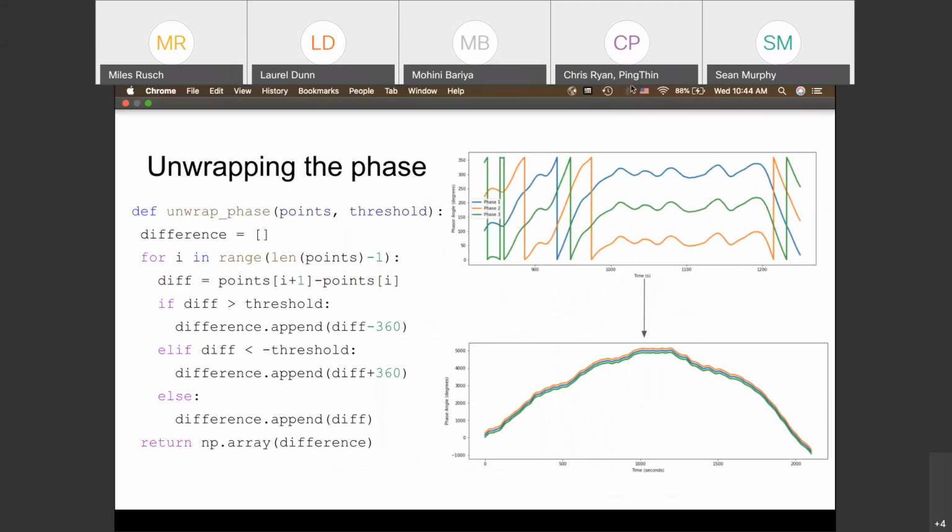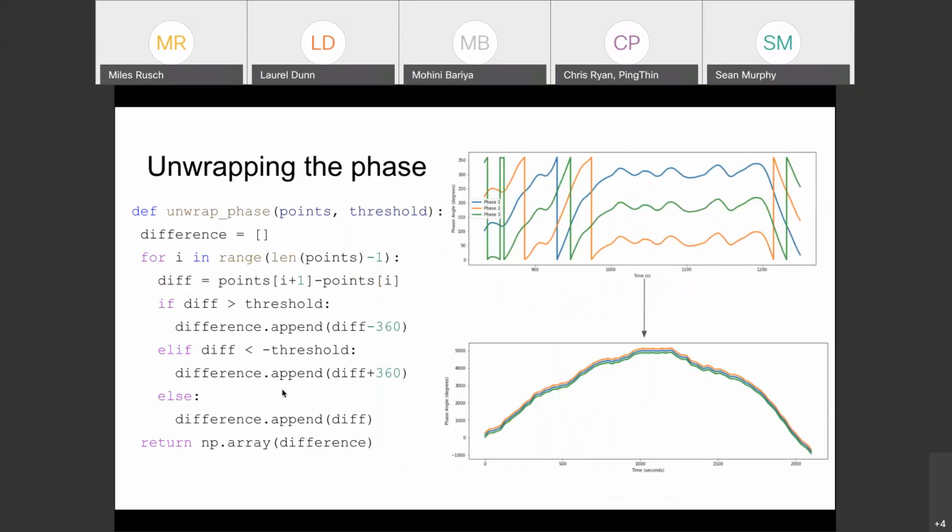So we define a threshold that is going to be below the value of these discontinuities, which in this case is going to be very close to 360 degrees. And so we can define a threshold that's maybe 350 or 300. And when we detect a change that is greater than our defined threshold, we assume that we've encountered a discontinuity and we either need to add or subtract 360 degrees to remove that discontinuity.